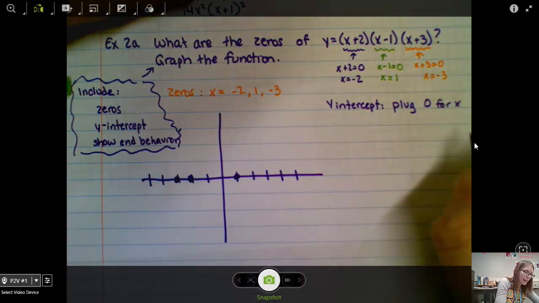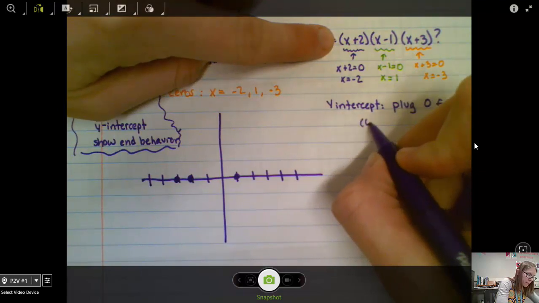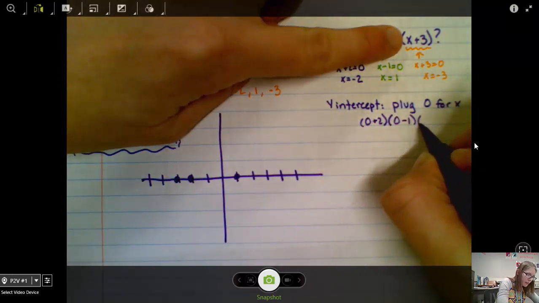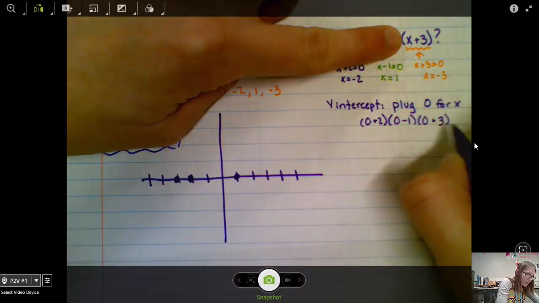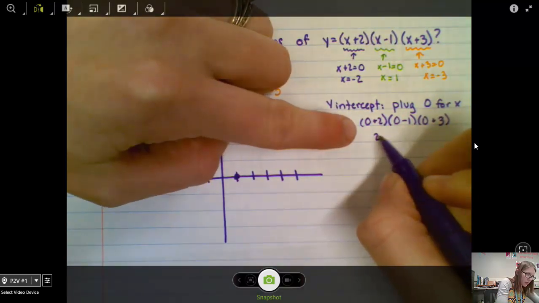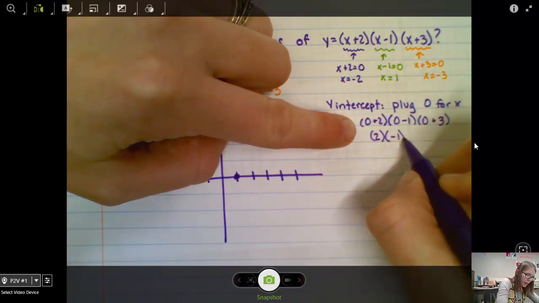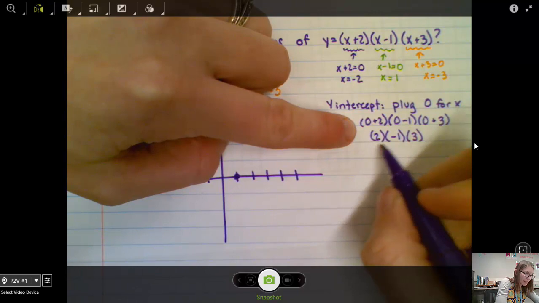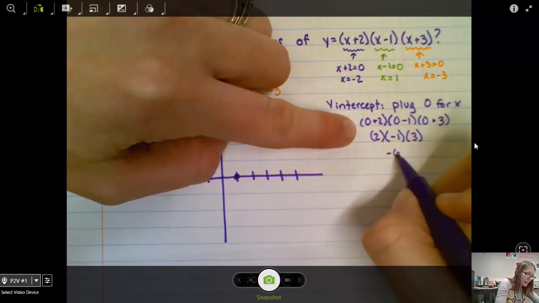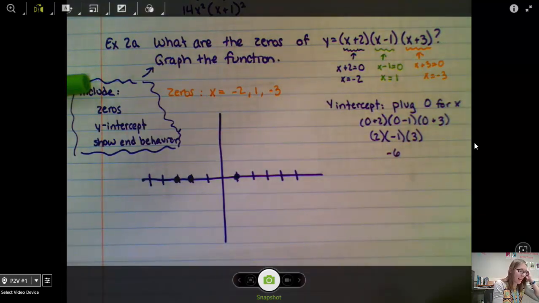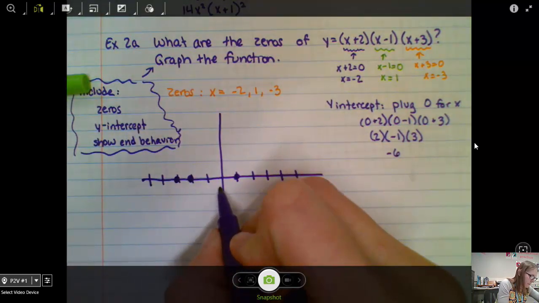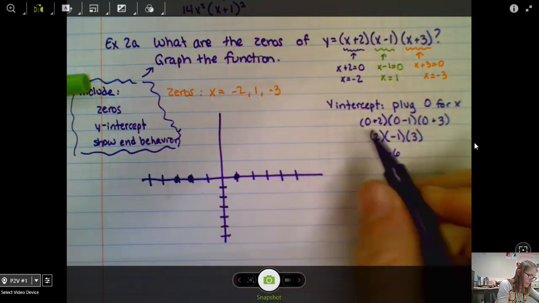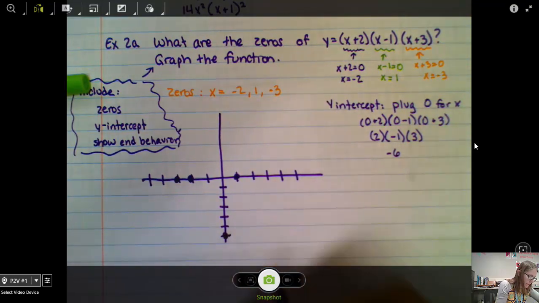Plug 0 in for x, and that gives me 0 plus 2 times 0 minus 1 times 0 plus 3, which is 2 times negative 1 times positive 3. And 2 times negative 1 is negative 2 times 3, negative 6. So my y-intercept is negative 6 here. Right here.